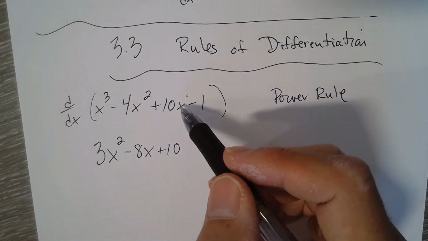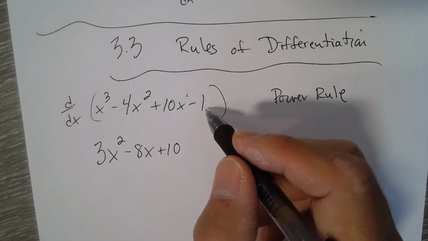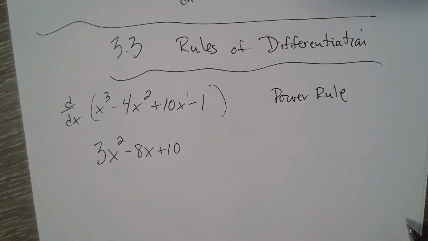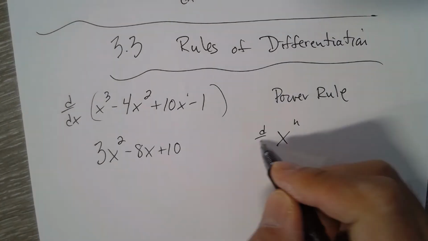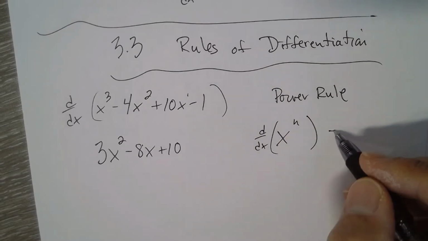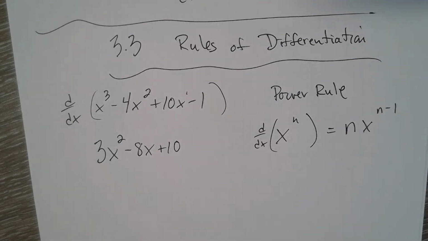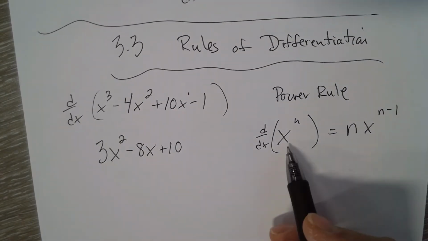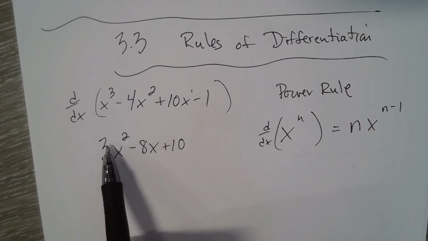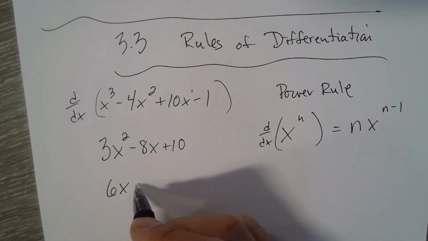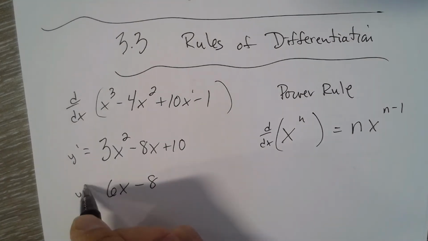Another way of thinking of that is the derivative of a linear term is just the coefficient, that's the slope. And then the derivative of any constant is always 0. So there is my derivative using the power rule. Technically, the derivative of x to the n is nx to the n minus 1. And if there's a coefficient out front, then you just multiply. So like if there's a 3 there, 2 times 3 is 6x to the first minus 8, and there's my second derivative. So there's y prime, there's y double prime.